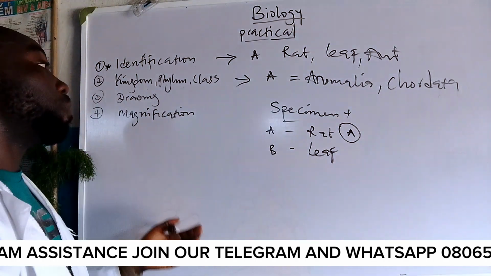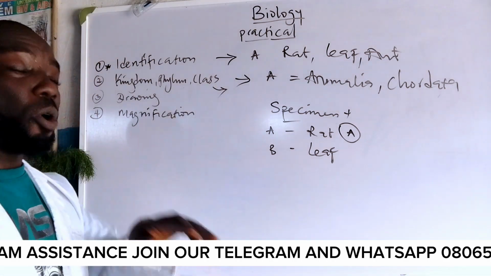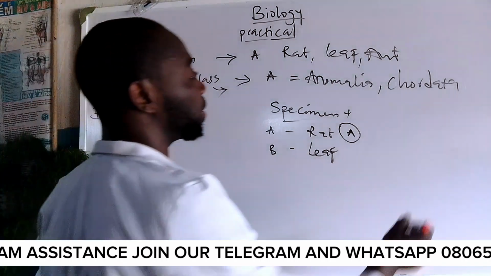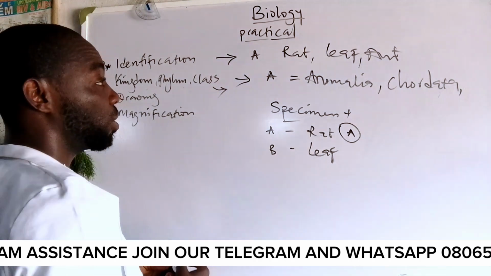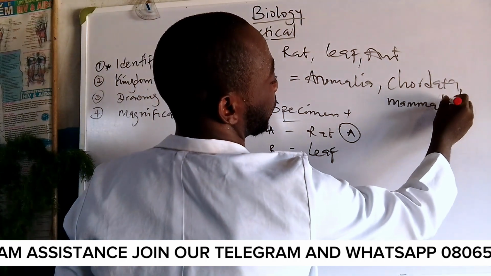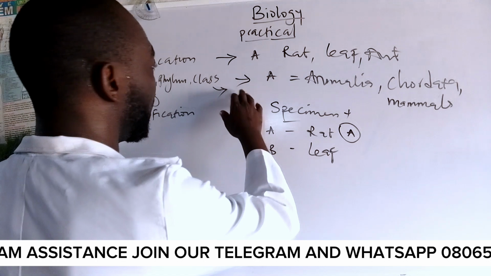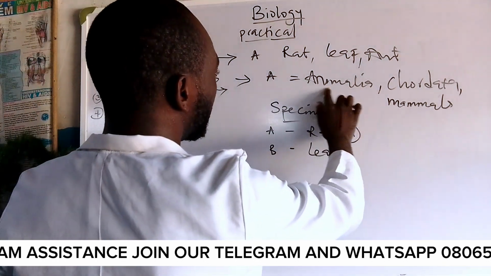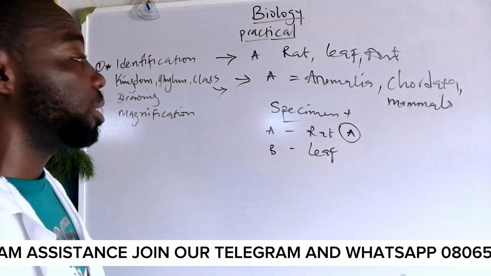Now in this case, you may also be asked to state the class of specimen A or any specimen provided for you. So all you need to do is, you know the class of specimen A, which is a rat, which we know as mammal. Mammals. So that is where they belong. So from here, any question that comes in form of either kingdom, phylum, class, you already know that it is Animalia, Chordata, and mammal, depending on the organism that will be given to you.